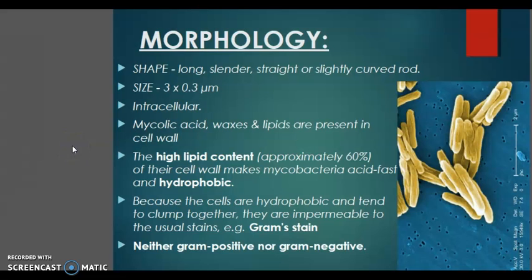Mycobacterium tuberculosis are usually long, slender, straight, or slightly curved. And they are intracellular, and they consist of mycolic acid, waxes, and lipids in the cell wall. The high lipid content of their cell walls make the mycobacteria acid-fast and hydrophobic. Because the cells are hydrophobic and tend to clump together, they are impermeable to the usual stains like the gram stain, so they are neither gram-positive nor gram-negative.